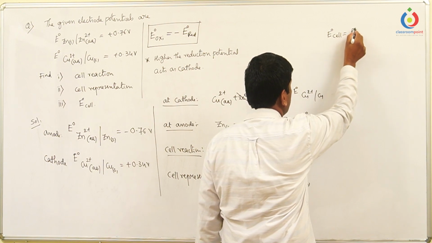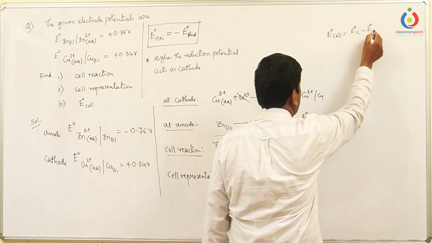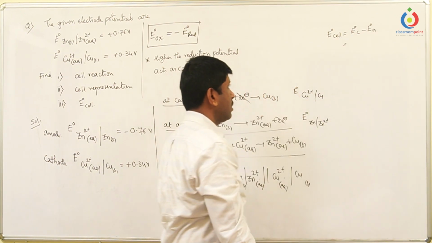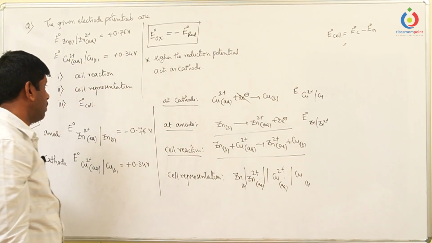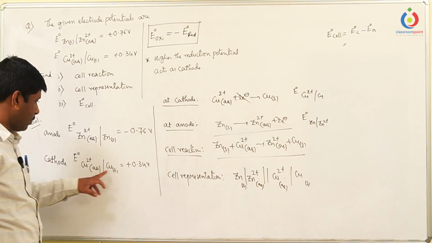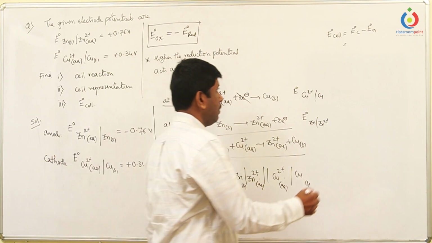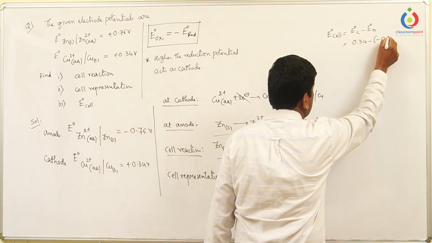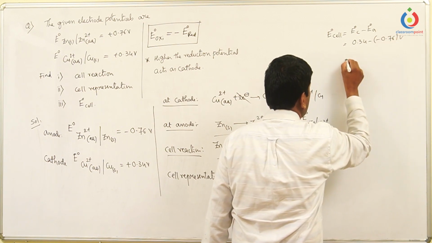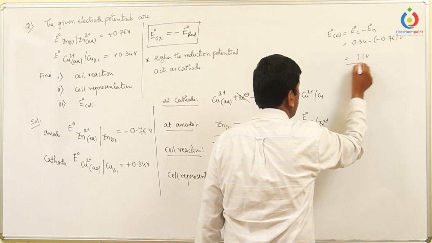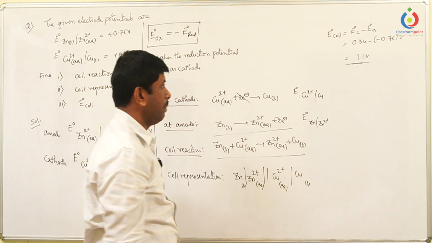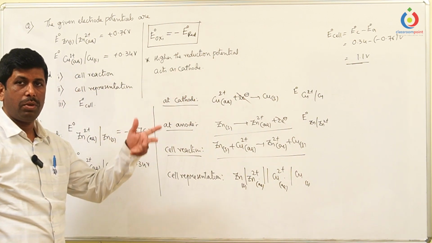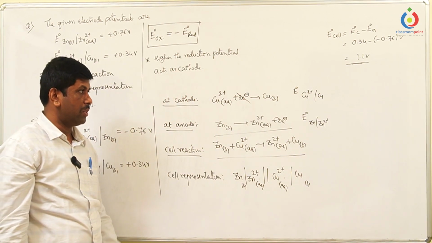Then how to calculate the E0 cell? E0 cell equals E0 cathode minus E0 anode, meaning the reduction potentials of both the cathode and anode. The reduction potential of the cathode is plus 0.34 volts, minus of minus 0.76 volts. So the total value equals 1.1 volts. That means this cell functions, because the total value is positive.